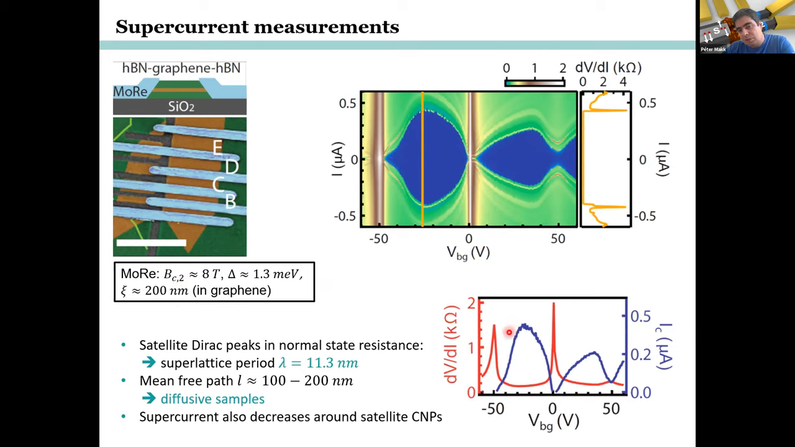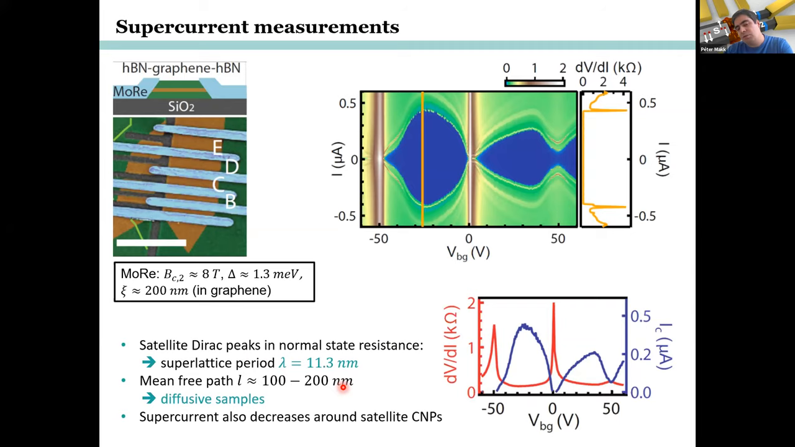Now you can look at the critical current, shown in blue, which is the envelope function of this one. You can also look at the differential resistance, the two-terminal normal state resistance. What you see is that the critical current decreases when the normal state resistance increases, for example at the secondary Dirac point. Before we go on to the analysis, just some numbers. Our superlattice had a period around 11 nanometers. We had a mean free path around 100 to 200 nanometers. The junctions were more or less in the 500 nanometer to 1 micron range.